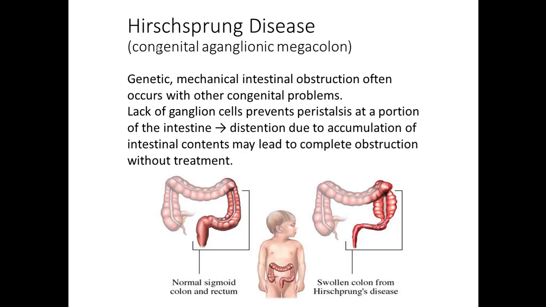Right before that, there's going to be a buildup. They might have an obstruction there, so they're going to be distended before the area that has no nerve cells or no ganglion cells to cause peristalsis. So it'll be distended prior to where the affected area is.